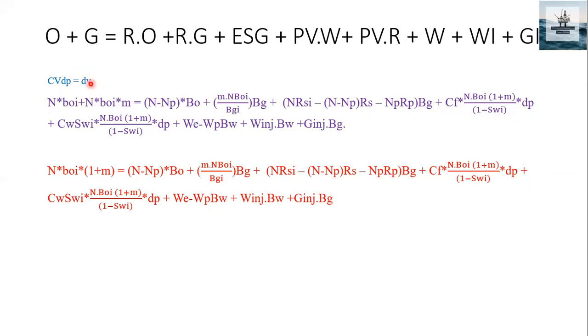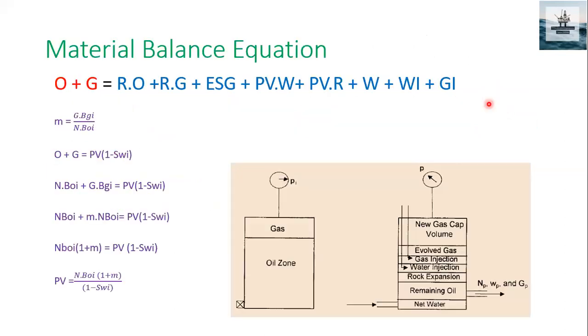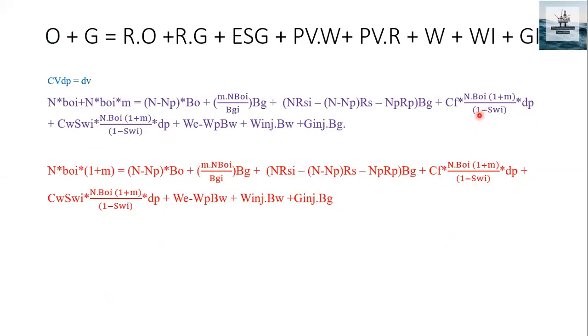So what is dV? That is the change in volume because of the expansion of rock as well as connate water. One is for rock, that is this equation, and for connate water it is this equation. Both equations have the same form, C V delta P. What is this V? V is nothing but the pore volume that we have defined here. Pore volume is N into Boi into 1 plus m by 1 minus Swi. The same formula is here.